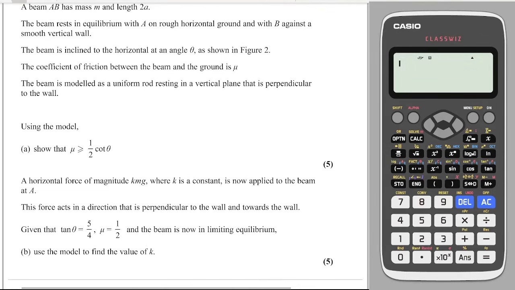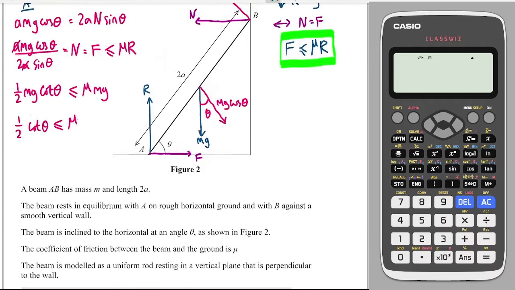Okay, the next part of the question gives us some more information. It tells us what the theta value is, it tells us what the mu value is, and it says that there's now a horizontal force kmg which is applied to the beam, and it acts towards the wall, and it is now in limiting equilibrium. So lots to take in there. Let's explain what that means.